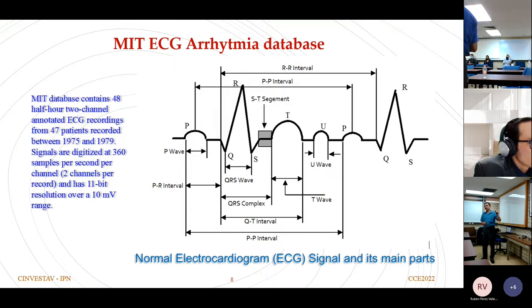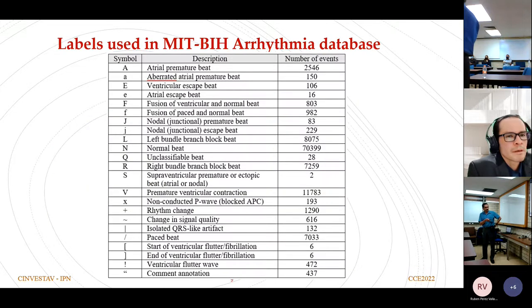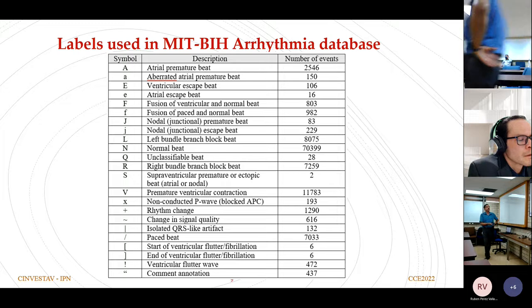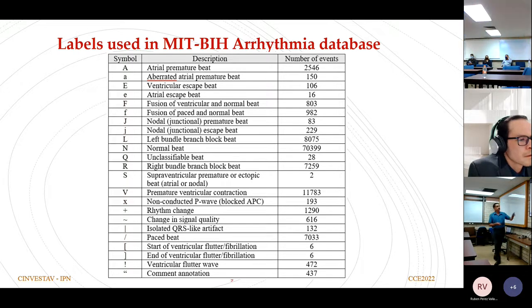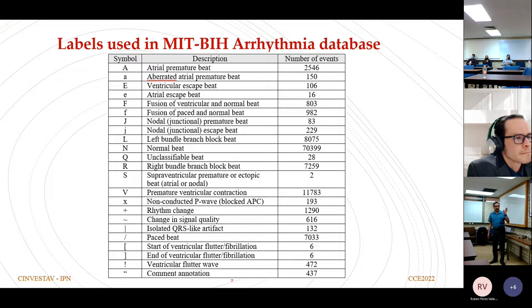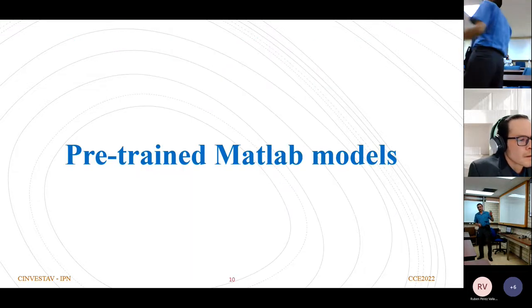Well, this is a record with its digital signals. These signals are labeled with this kind of symbols, and each symbol represents some condition for each beat that we have in this database. And for the whole database, these are the number of events that appear for each one of these conditions.